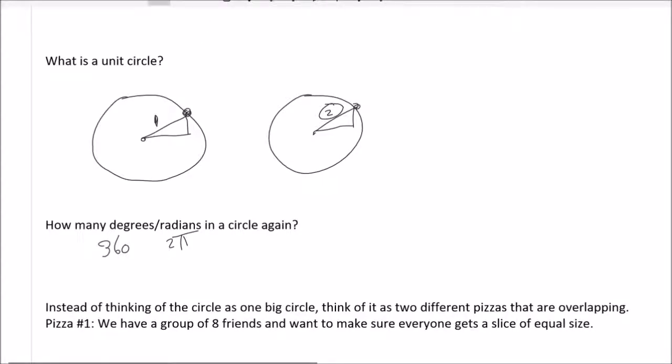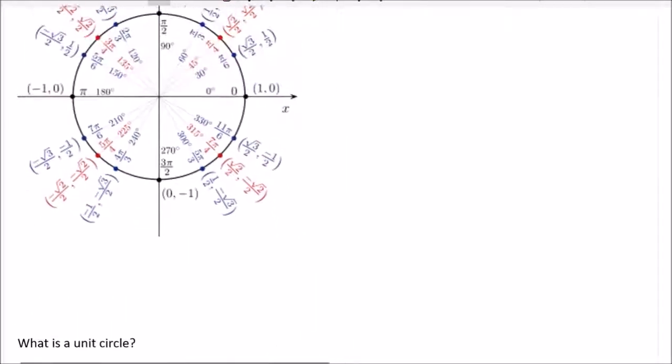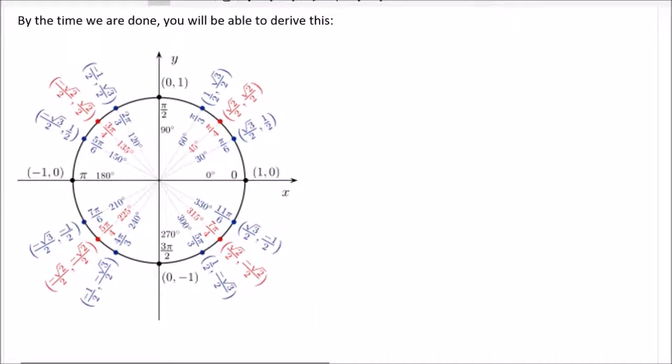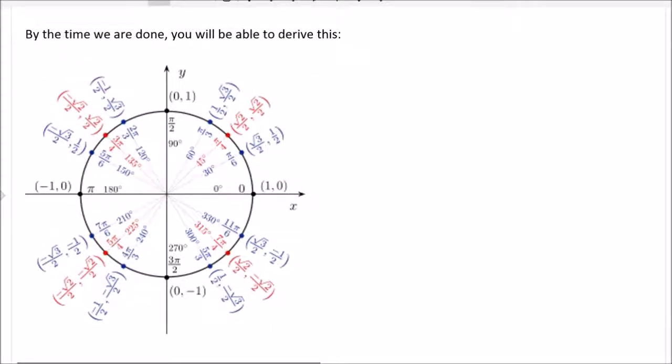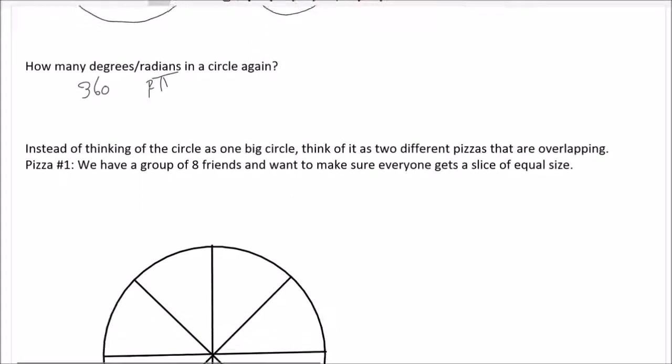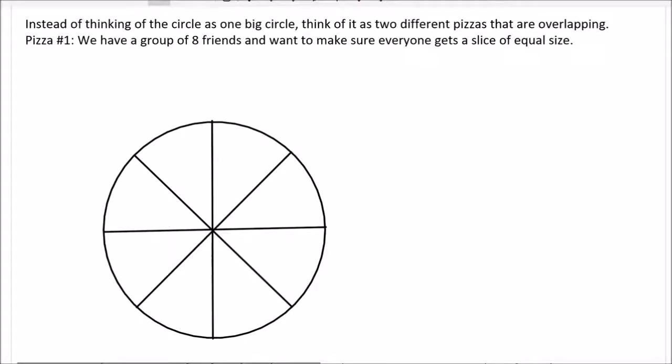Now, some teachers will have you just write down all the values, literally just take a picture like this and start writing down all those values and try to memorize them. That for me is not real effective. So what I'm going to do is show you that there are actually two different circles going on here, and we're going to try to understand those. So to start, let's think about this scenario.